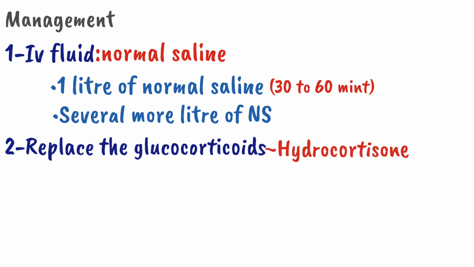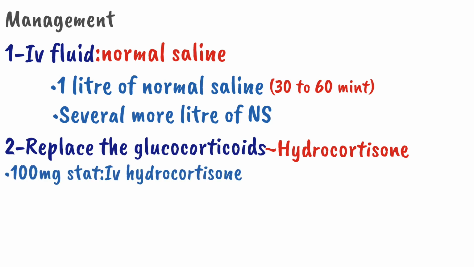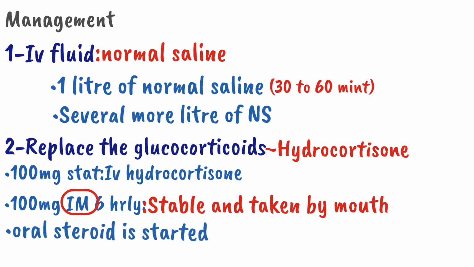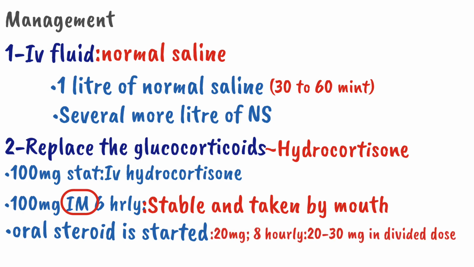The hydrocortisone is adjusted in a very peculiar manner in adrenal crisis. Initially, when a patient presents with adrenal crisis, we give IV hydrocortisone 100 mg stat. After that, we give 100 mg IM hydrocortisone over a time period of 24 hours, meaning that after every 6 hours, we will give IM hydrocortisone till the patient is stable and can take things by mouth. When the patient is stable and able to start eating by mouth, we will replace the IM hydrocortisone with oral steroid. The oral steroid is started initially at a dose of about 20 mg 8 hourly.